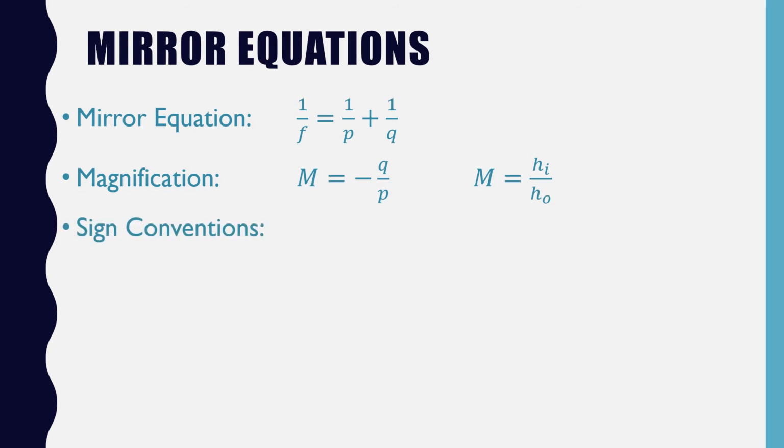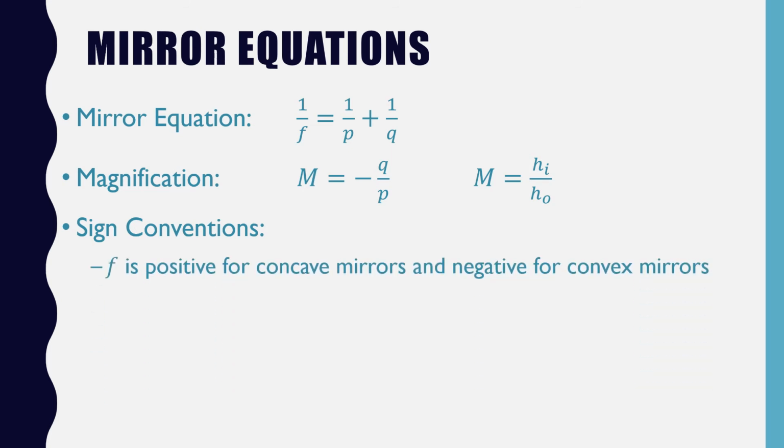Now, there are some sign conventions that are really important to know when using these equations. For starters, the focal length is positive for a concave mirror and negative for a convex mirror. This comes from the fact that the focal point is on the same side as the object for a concave mirror and on the opposite side of the object for a convex mirror.